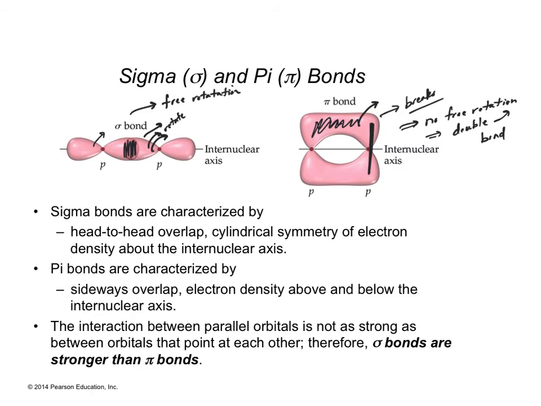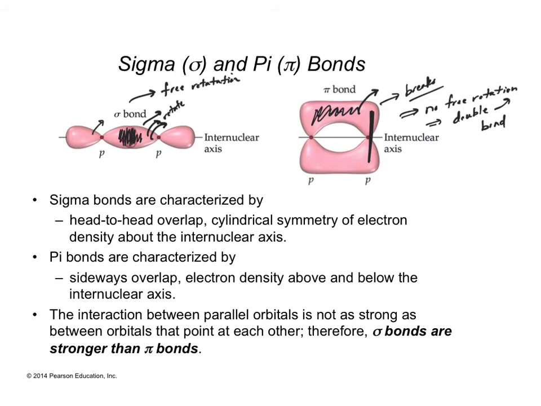Another thing to note is that the better the orbitals are at overlapping, the stronger the overall bond. When you get sigma bond formation, this head-on orbital overlap, those orbitals overlap really, really well. For pi bonds, on the other hand, the orbitals don't overlap all that well. Because of that, sigma bonds are stronger overall than pi bonds. And again, that's due to better overlapping of atomic orbitals.